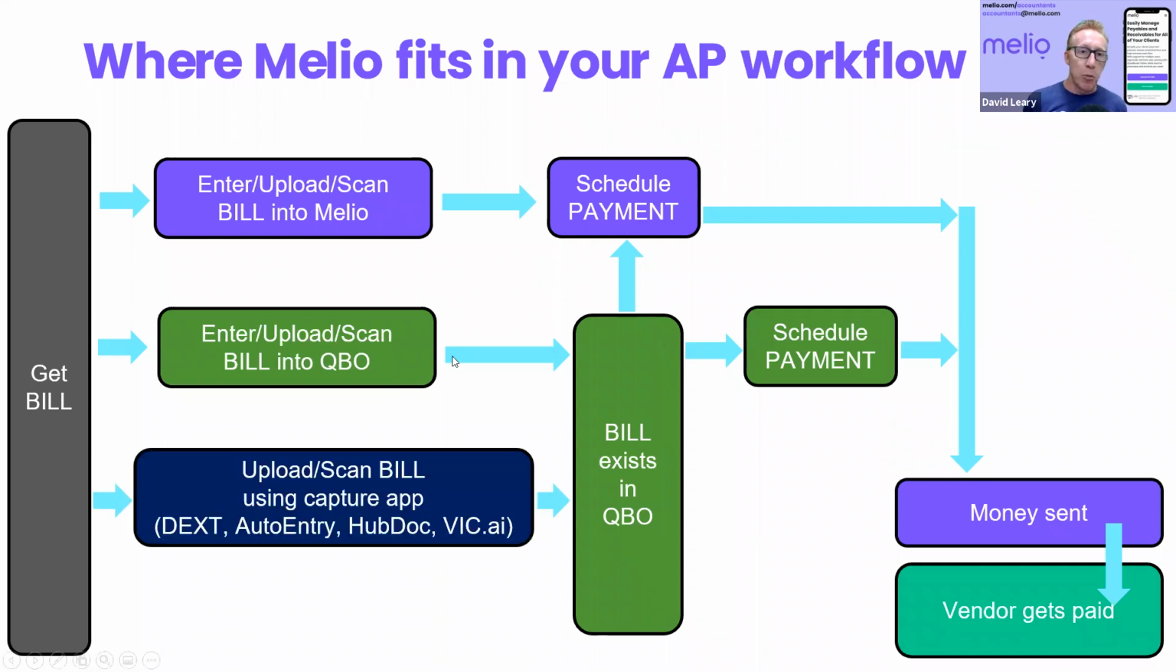Another option is you can upload using a capture app. So maybe you're using Dext or Auto Entry, HubDoc, Vic AI. Those apps are going to scan that bill. They're going to put it into QBO. And then from QBO, you could schedule the payment, or you could use Purple Melio and pull down and schedule the payment that way. Either way, it gets you into those same routes and moves it through the system.